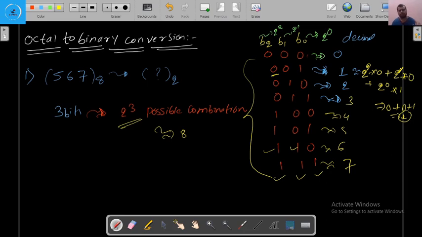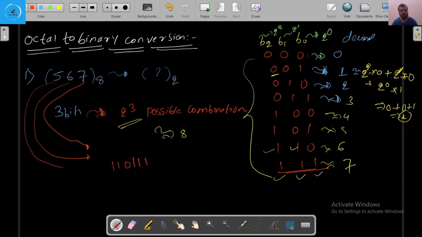So for doing the conversion from octal to binary, first write its 3 bits. For 7 we write 111, for 6 we write 110, and for 5 we write 101, and this is in binary.